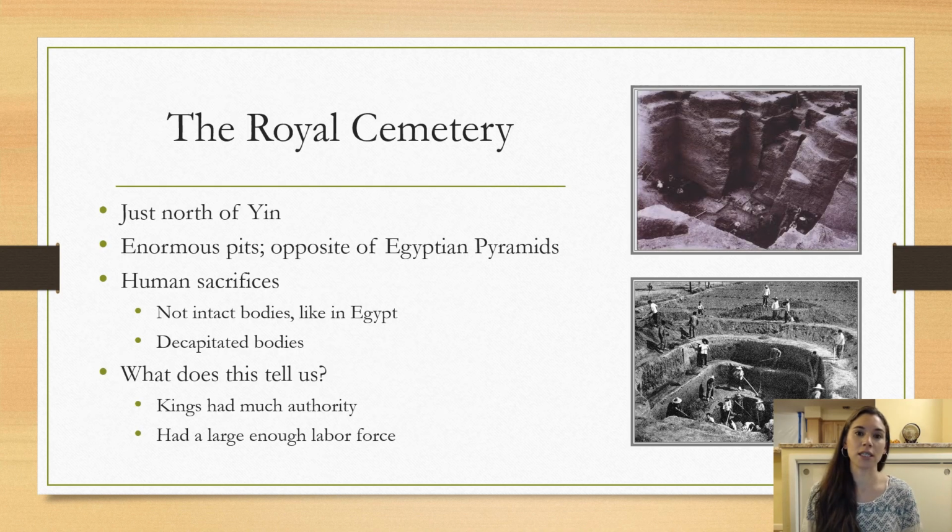Something else that's really interesting is the Royal Cemetery. So the Royal Cemetery is just north of Yin, again, the capital that finally stuck. There are these enormous pits that are dug into the ground, and it's just the exact opposite of Egyptian pyramids. The Egyptians were like, let's see how high we can go, whereas the Chinese were like, let's see how low we can go.